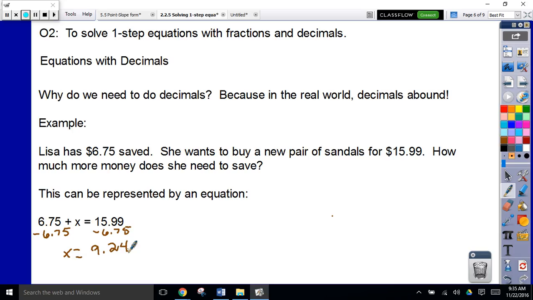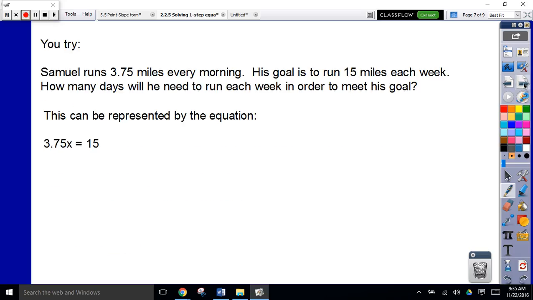Okay, let's try another one. We're just going to do this together to save time. Samuel runs 3.75 miles every morning. His goal is to run 15 miles each week. How many days will he need to run each week in order to meet his goal?